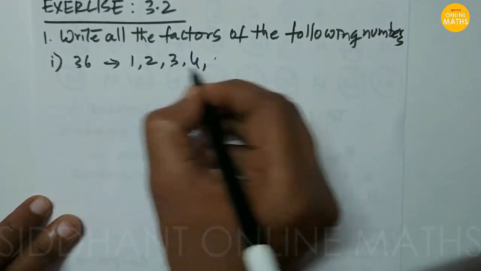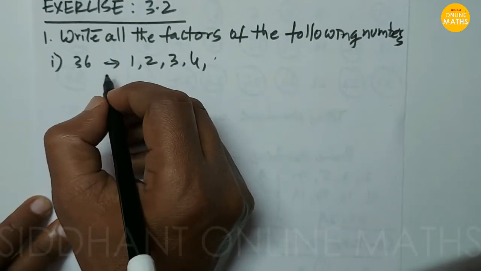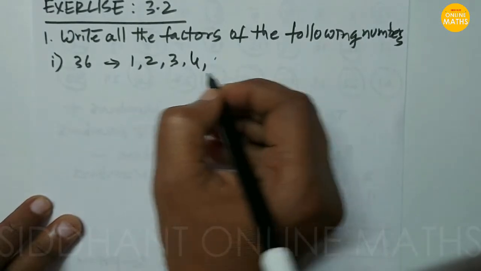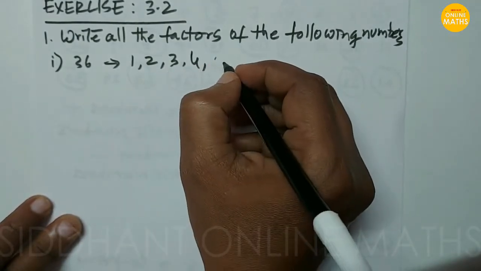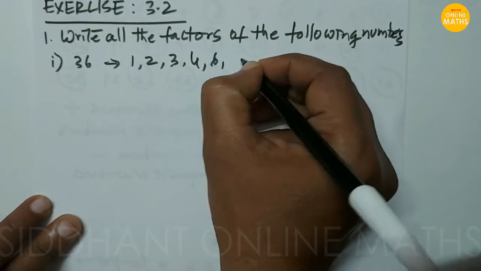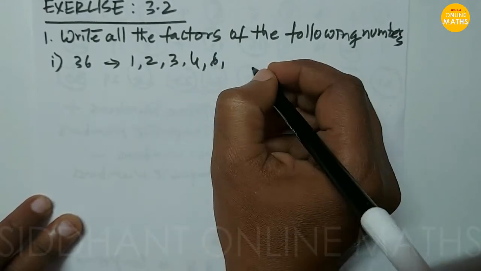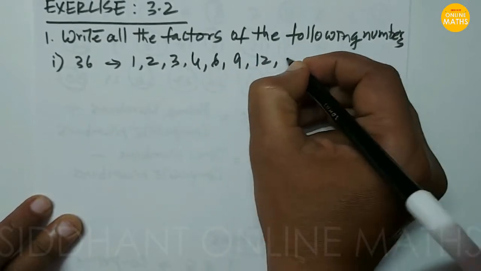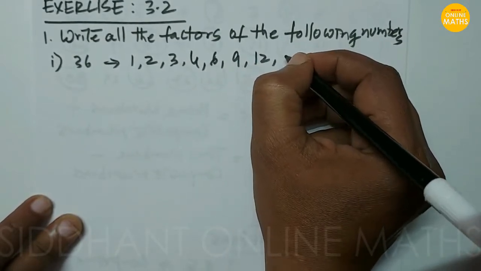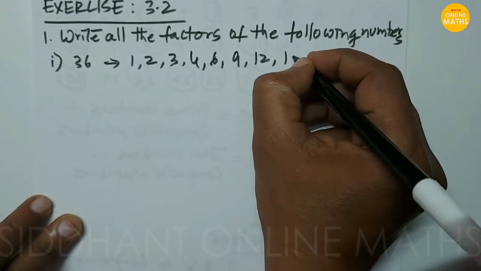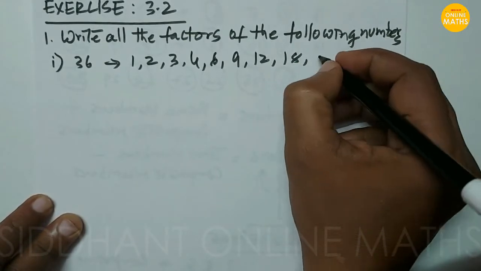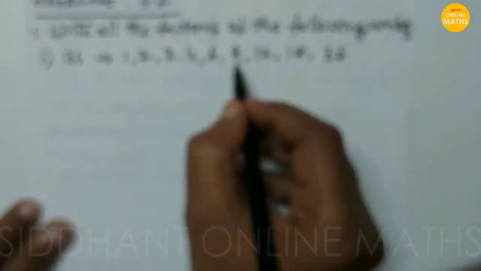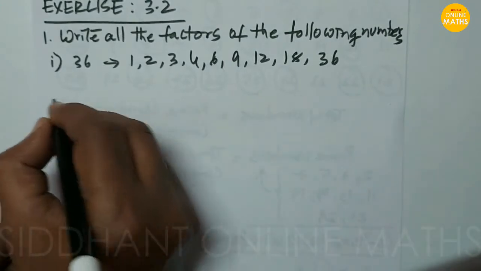So we know the divisibility rules. Just following the divisibility rules, we can write the factors easily. Next, it goes for 6; 7 and 8 won't go. Next 9, next 12 it will go. Next 13, 14, 15 won't go, 18 it will go. Next it goes 36. So these are the factors: 1, 2, 3, 4, 6, 9, 12, 18 and 36.